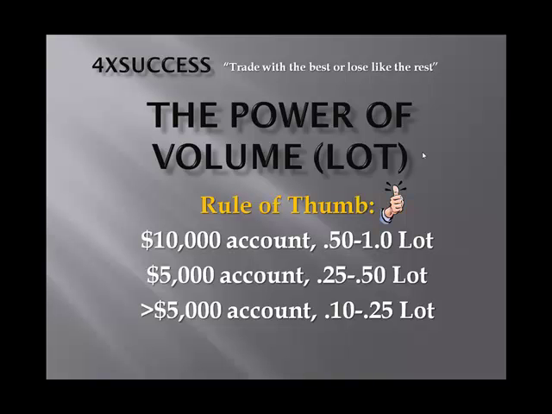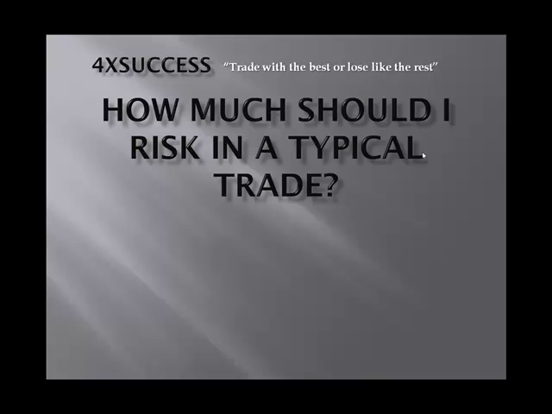Now here is a good rule of thumb. And again, this is not a hard and fast rule. This is a 30,000-foot view of how we would enter lot sizes. In a $10,000 account, you should not enter lot sizes above 1. Keep them somewhere between half a standard and a full standard. If it's a $5,000 account, 5 to 10, keep it at a quarter to a half, or 2.5 minis to 5 minis. And a smaller than $5,000 account is going to have to be 1 mini to 2.5 minis, or a tenth to a quarter of a standard lot.